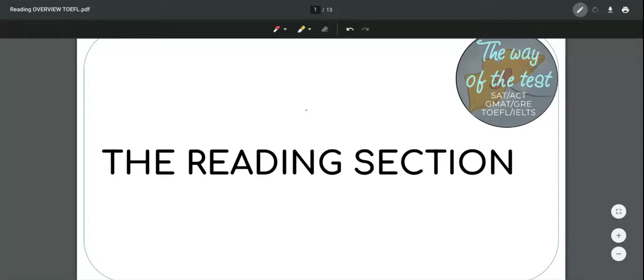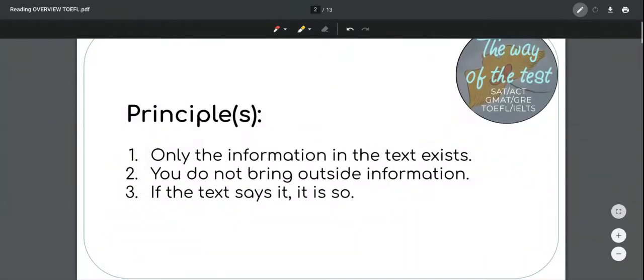Okay, we are going to see the reading section now. The reading section is actually the section in which you're going to spend most of your time studying because you have to learn a lot of question types and a lot of strategy, but it's also the easiest to improve. So if you feel you're having specific problems in the reading section, maybe it's just because you're not assessing it in the right way. Okay, so basic principles of the reading section.